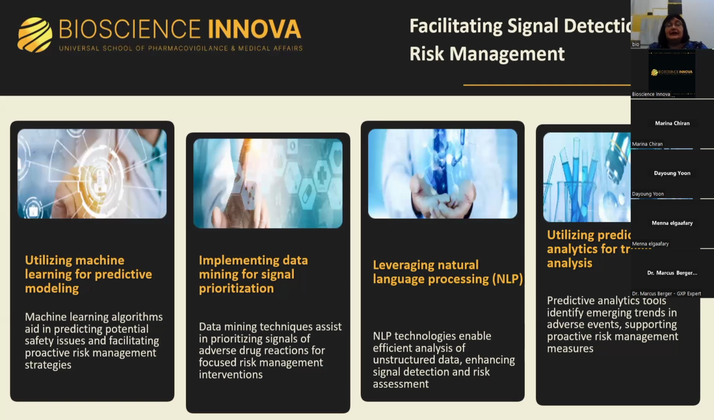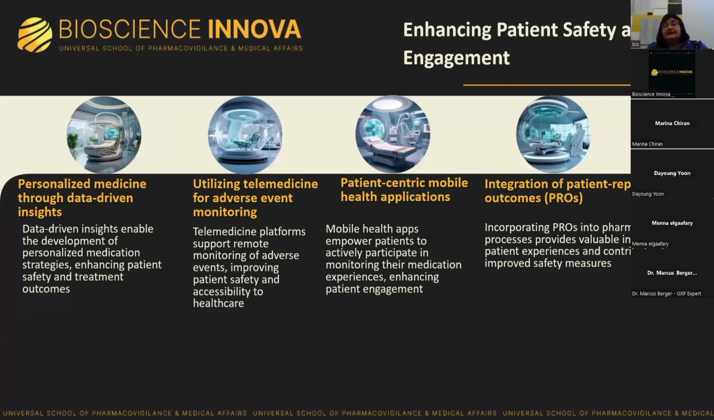Data mining techniques assist in prioritization of signals, leveraging natural language processing, NLP. NLP technologies enable efficient analysis of unstructured data, enhance signal detection and risk assessment, and utilize predictive analytics for trend analysis. Predictive analytical tools identify emerging trends and adverse events, supporting proactive risk management measures and enhancing patient-centric engagement.